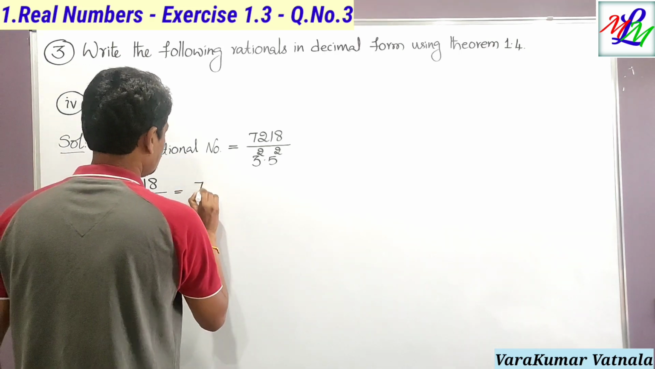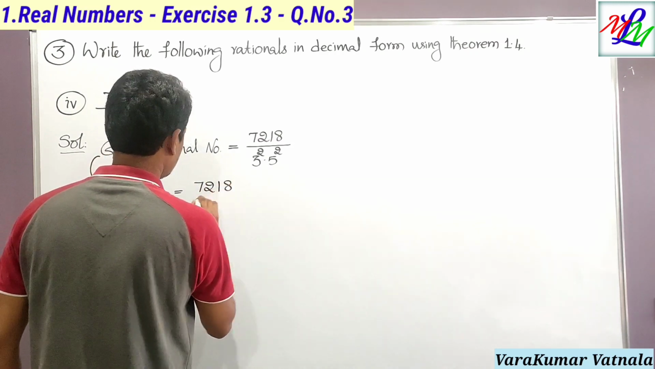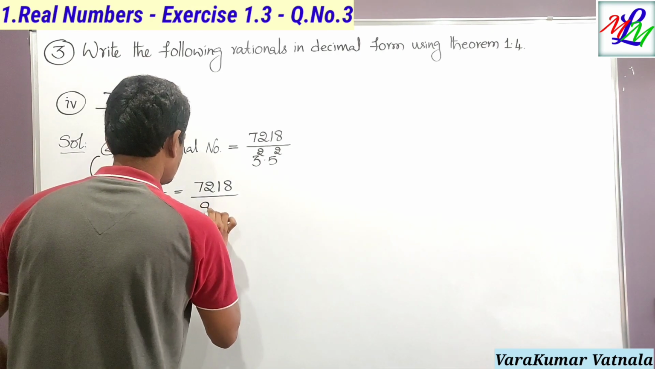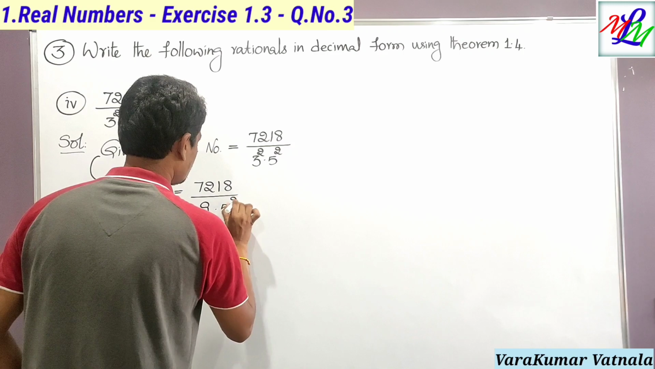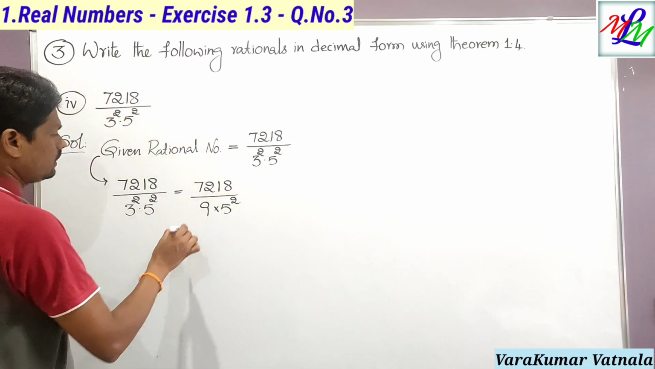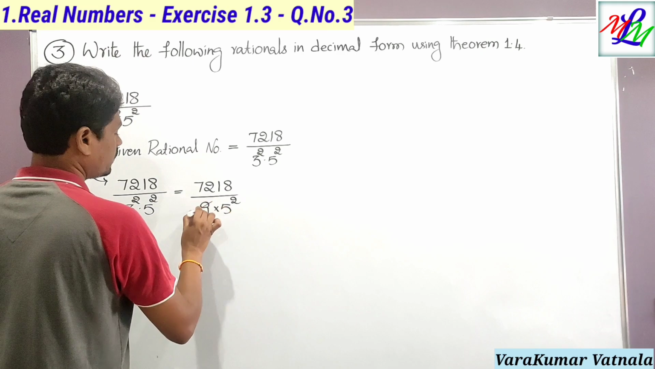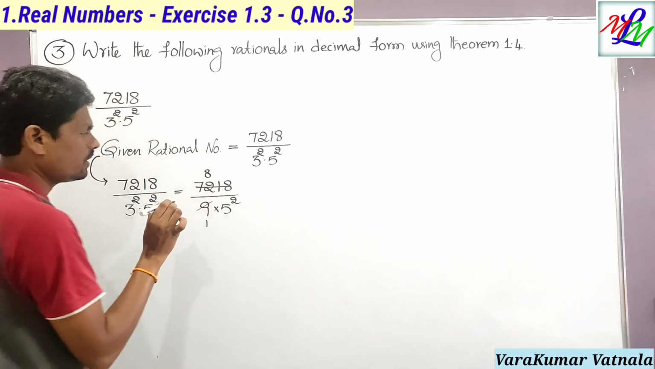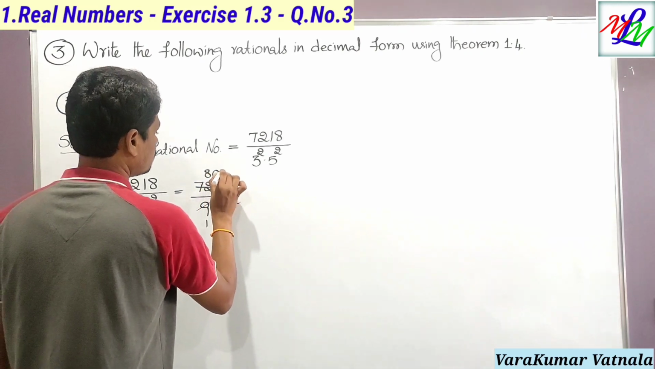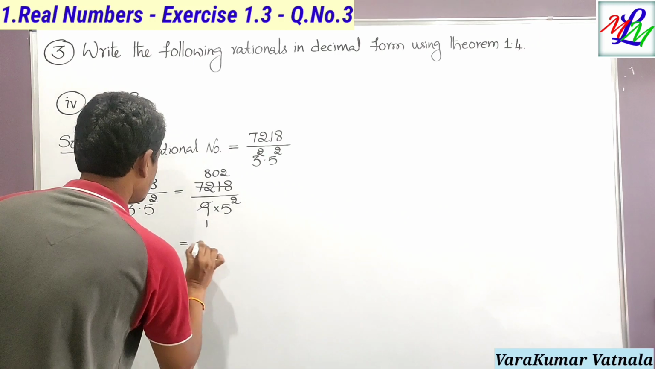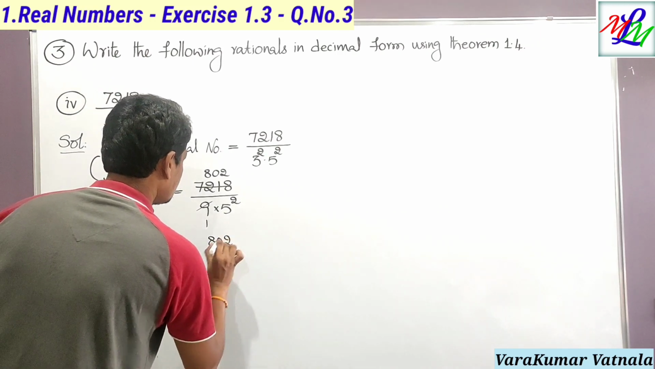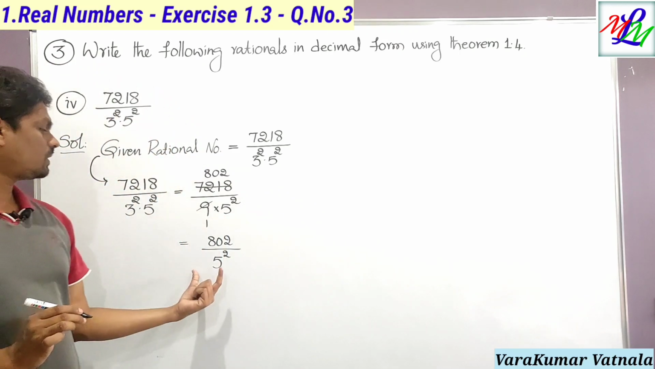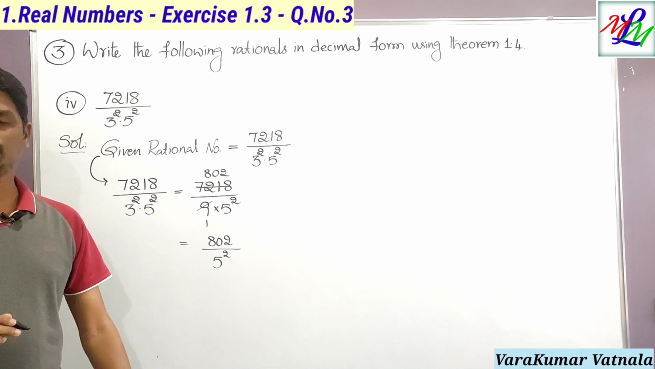So write the numerator as usual, 7218 divided by 3 to the power 2 is 3 into 3, that is 9, and write 5 to the power 2 as usual. So here there are common factors for both. 9 ones are 9, 9 8s are 72, so 0, 9 2s are 18. So we can get student 802 divided by 5 to the power 2. So now the given rational number is converted into 802 divided by 5 to the power 2.